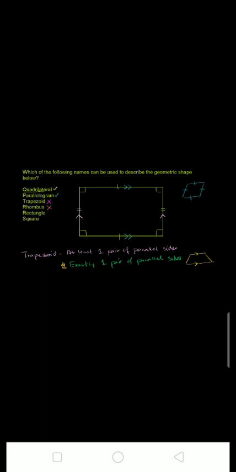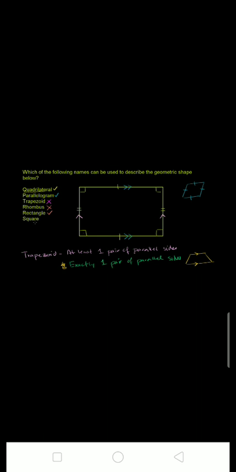A rectangle is essentially a parallelogram that has four right angles. And we already established this is a parallelogram, and it also has four right angles, 1, 2, 3, 4. So this is a rectangle. Another way to think about a rectangle is opposite sides have the same length, and you have four right angles. So this is definitely a rectangle.